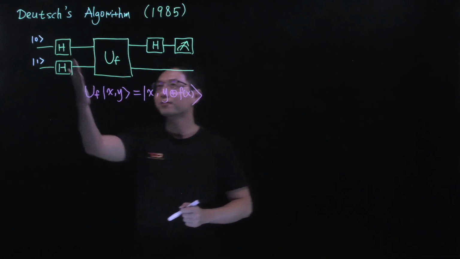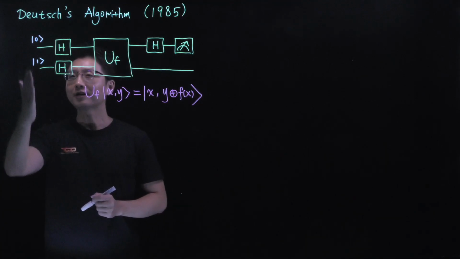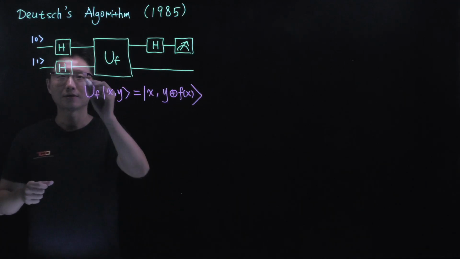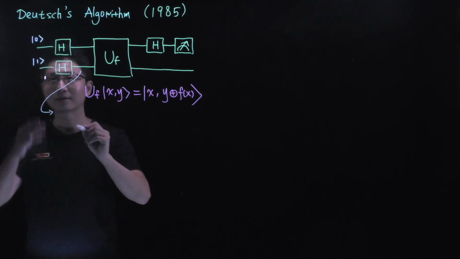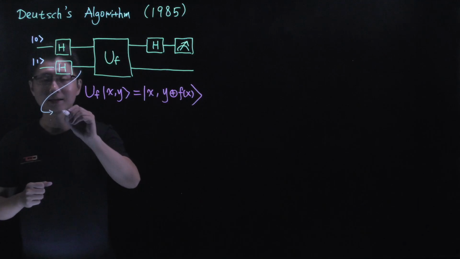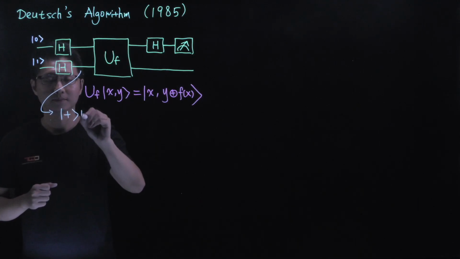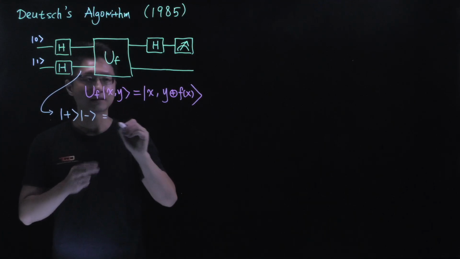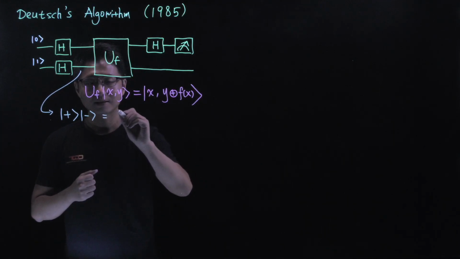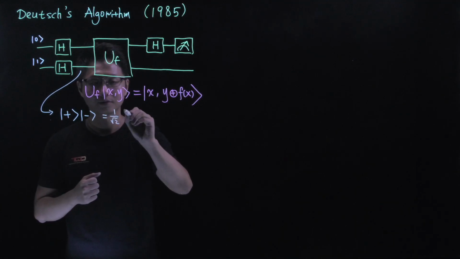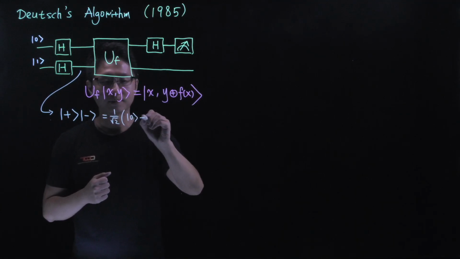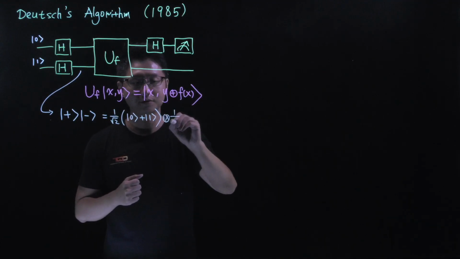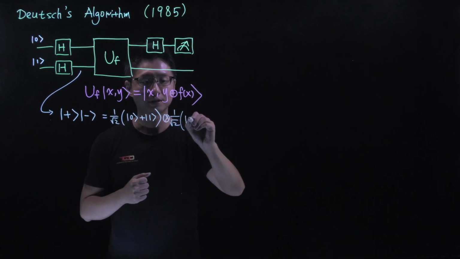Now, let us walk through the algorithm. At first, the state is 0 and 1, and each of them is being applied by a Hadamard. So at this stage, the state goes from 0, 1 to plus, minus. Let me write this out in a computational basis. This is what I will need later. So I have 1 over root 2, (|0> plus |1>), tensor with 1 over root 2, (|0> minus |1>).